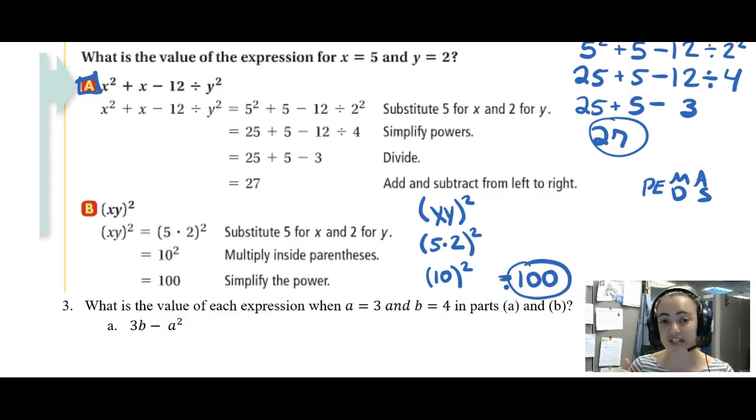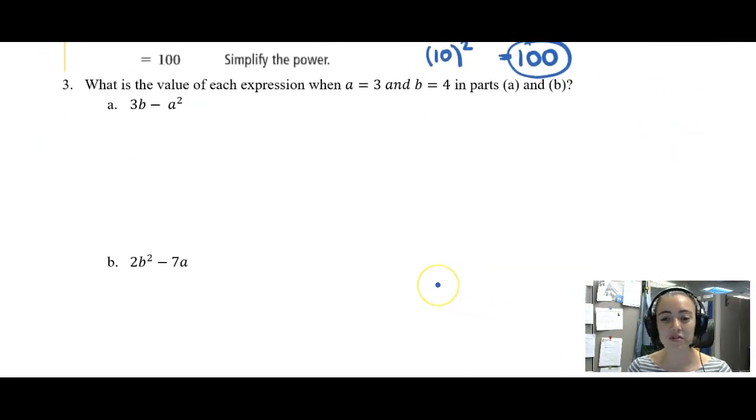Now you're going to want to try this on your own to see if you understand this. It's a good check. You're also going to have to turn in this practice problem at the end of the unit for your sample work. So look through number 3. You're going to evaluate. That means you take the values for a variable, substitute them in, and then simplify by following the order of operations for parts A and B. So pause the video now.